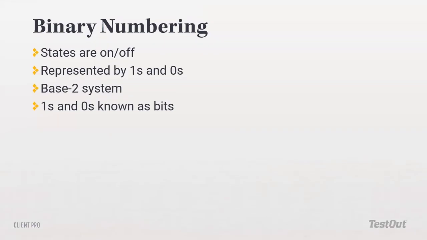Now, binary numbers look more complicated, but they're actually simpler because you don't have 10 different numbers to work with. All you have is 2 numbers, the number 1 and the number 0. That's it. You've got 2 possibilities. That's why it's called a base 2 system.